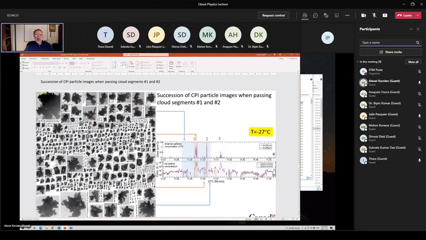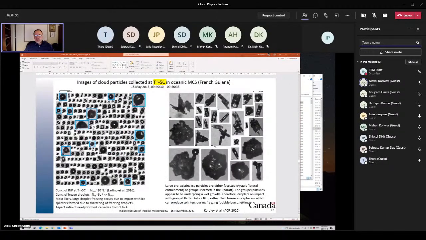For example, like this, you have a collision. You see this droplet collide with the pre-existing ice, and it generates splinters. And after that, you proceed with, for example, this little ice particle. It collides with a droplet and results in shattering.